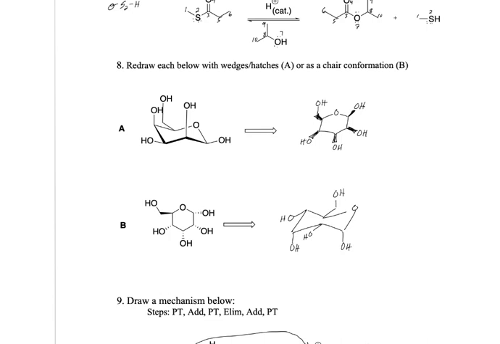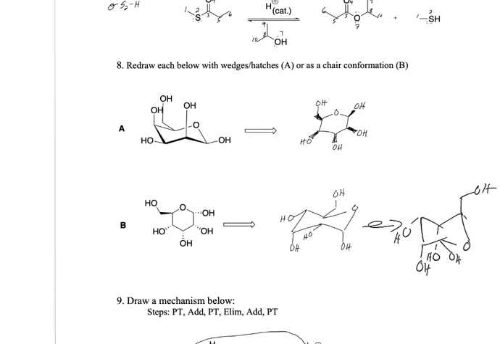What doesn't change, right, is, remember, when I look at a flat structure, wedges and hatches don't tell me what's axial or equatorial. All right, this could be axial up or equatorial up. Depends on how I draw the chair, right? So it doesn't tell me that by looking at this or this. All right, so you make a choice on how you want to draw it. As long as you remember, if something's up, it stays up. If something's down, it stays down.